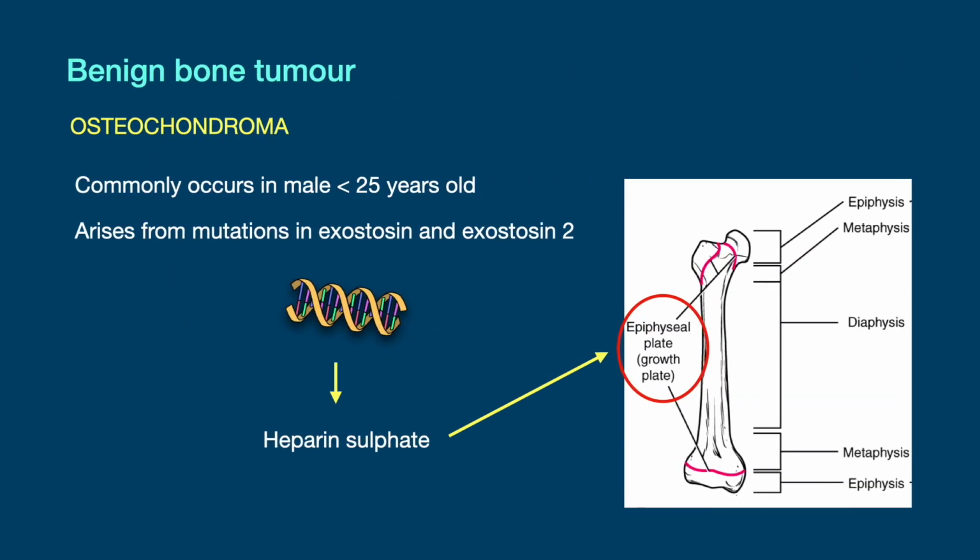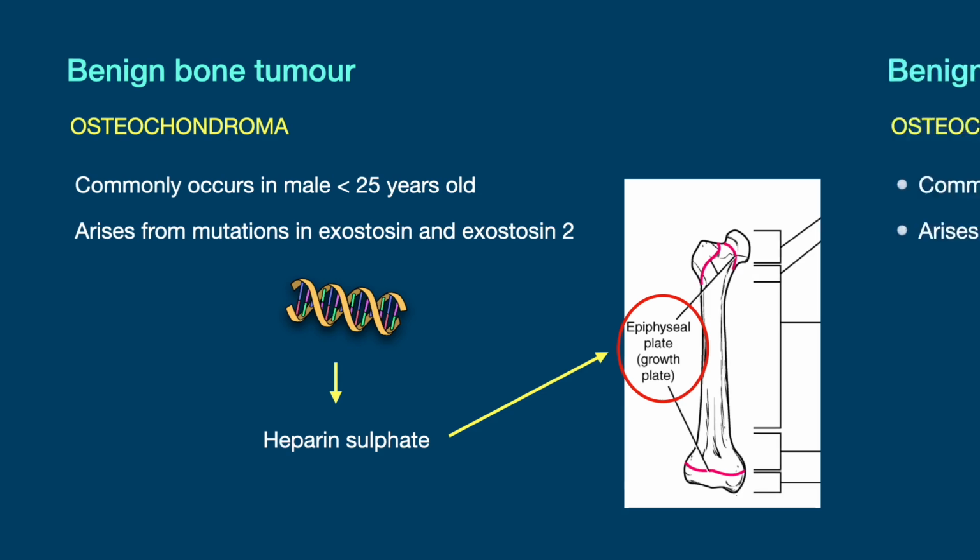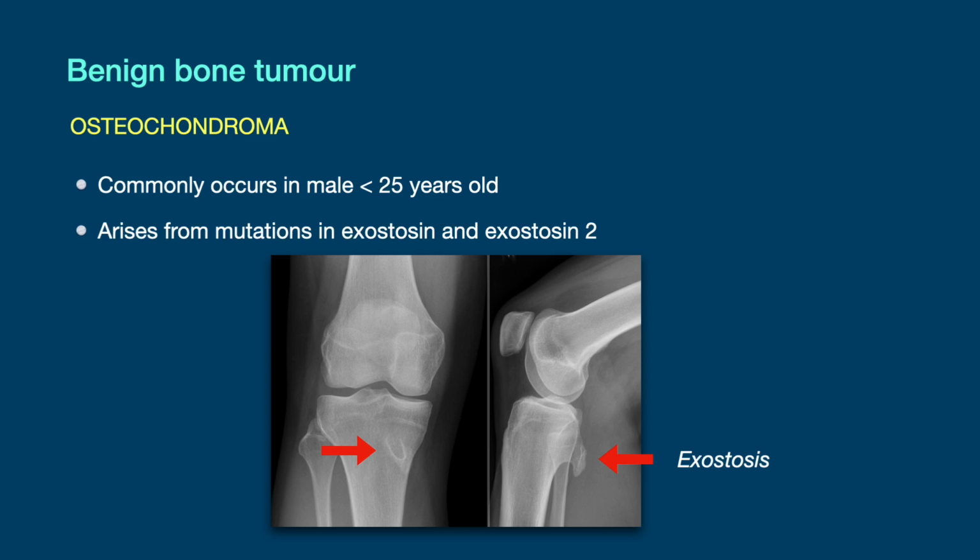Let's look at the most common type of benign bone tumor, which is osteochondroma, commonly occurring in males less than 25 years of age. Osteochondroma is thought to arise from the mutations of exostosis 1 and 2 genes, which encode the exostosis proteins. These proteins help synthesize heparan sulfate, which is a protein that regulates the growth of the growth plate. When the tumor arises from the growth plate, it forms a stalk, what we call exostosis.